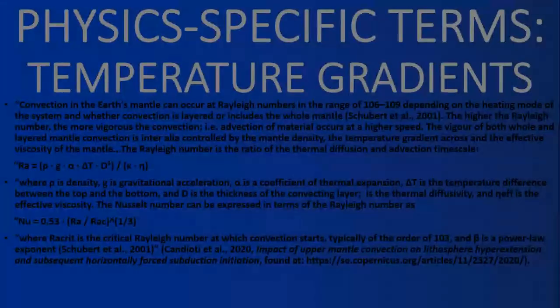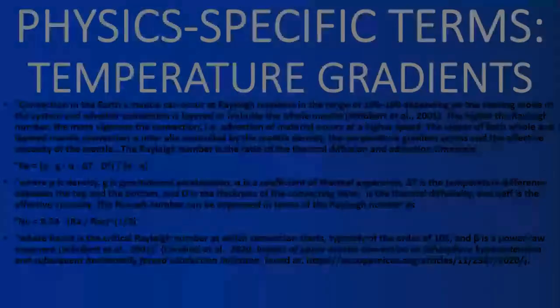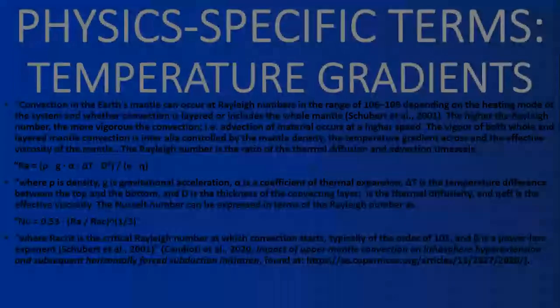He cites the source. The higher the Rayleigh number, the more vigorous the convection, i.e., advection of material occurs at higher speeds. The vigor of both whole and layered mantle convection is controlled by, among other things, the mantle density, the temperature gradient across it, and the effective viscosity of the mantle. The Rayleigh number is the ratio of the thermal diffusion and advection timescales. It gives an equation there.